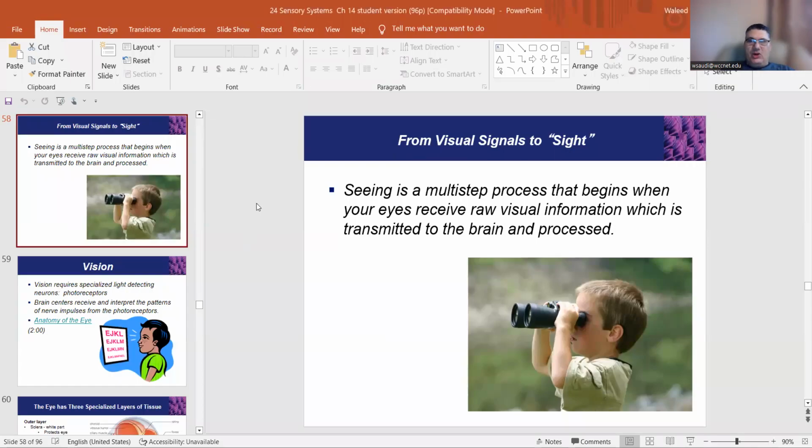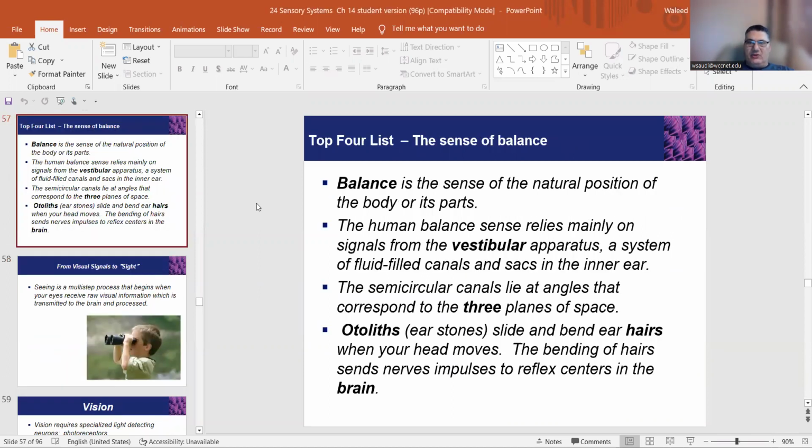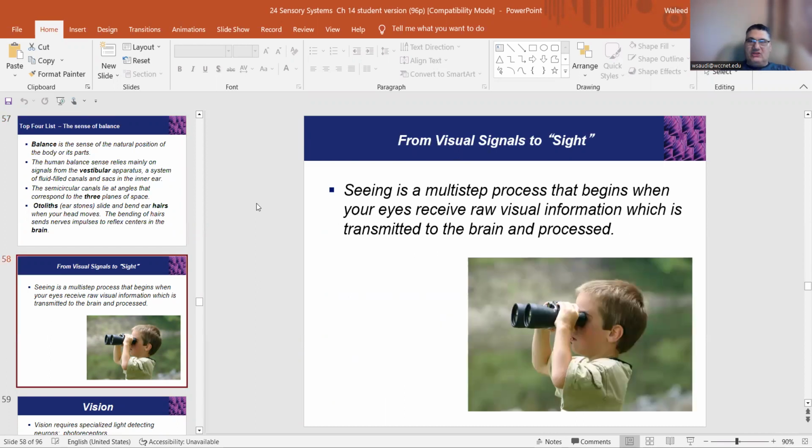All right, so this is part two of sensory system. And last time, if you remember, we talked about the ear and the different sensations in the ear, including hearing and balance, not just hearing and equilibrium. So now we're doing sight. Sight is the same as vision.